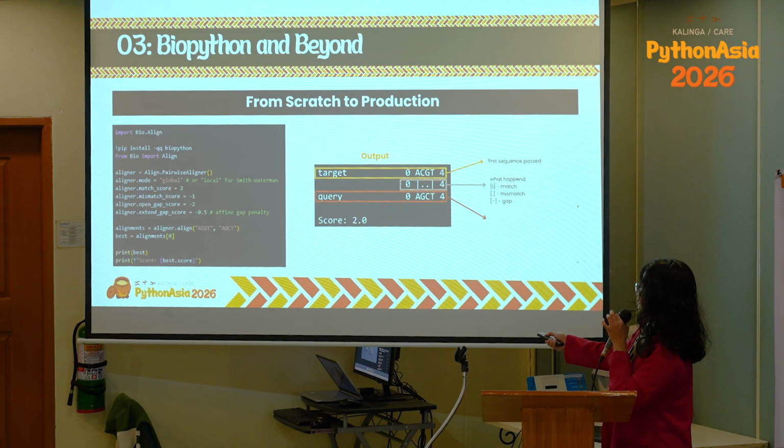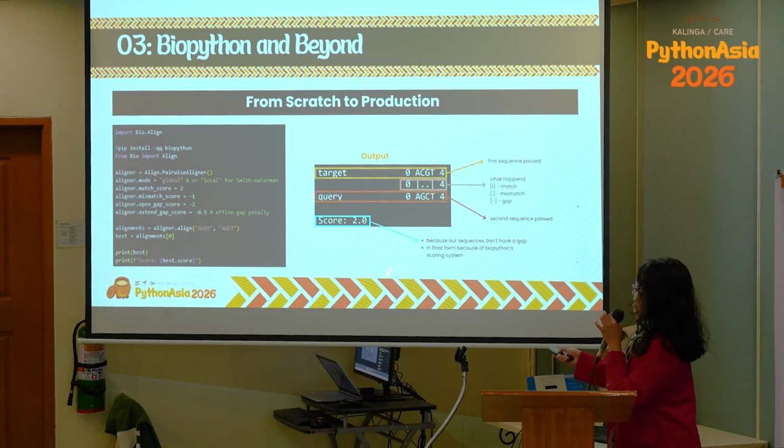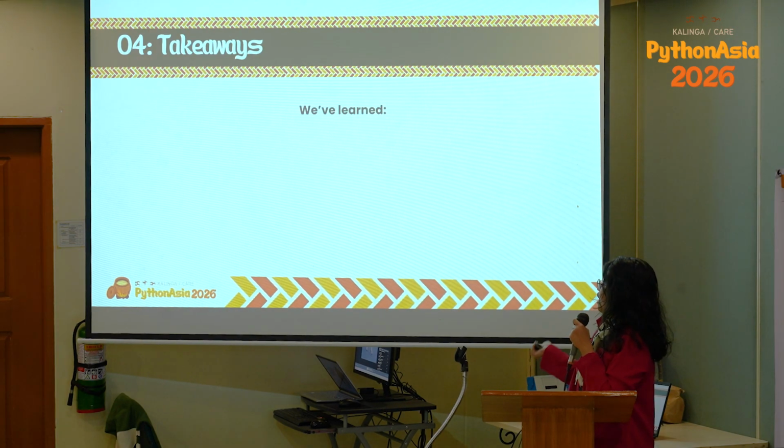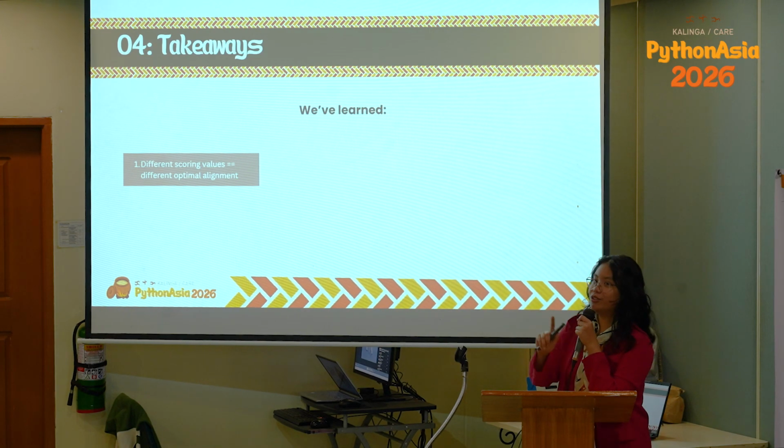And next here, okay, that's just the second sequence, and the score, the alignment score. It's just in this format because it is the default of this library. Because in reality, we're not only using whole numbers here, so there are other values depending on the biologist or whoever is using this. Okay, now what we've learned about this, I want you to note these things.